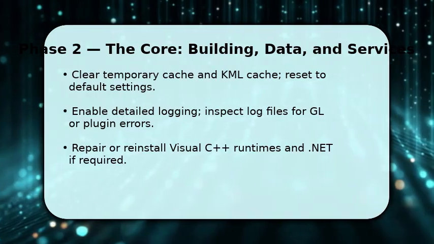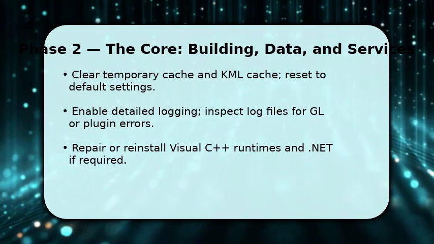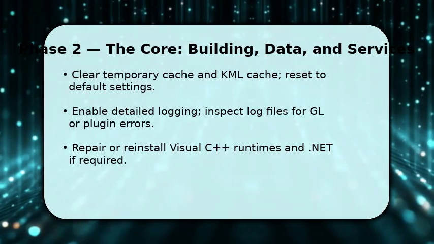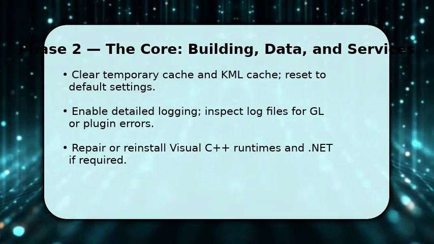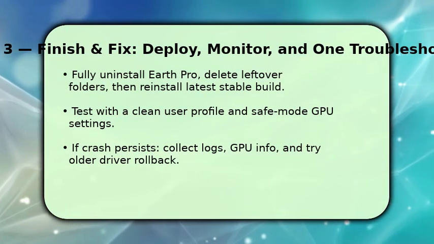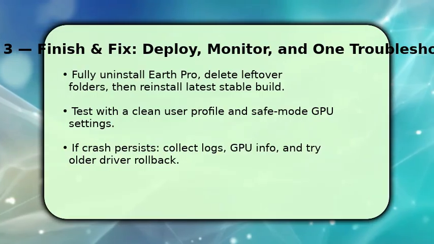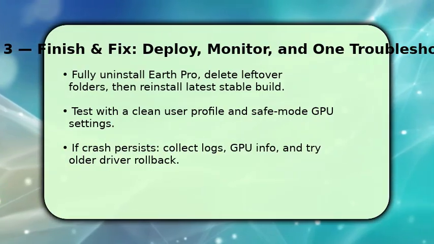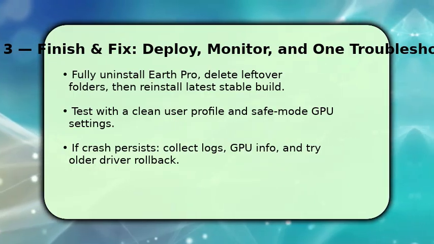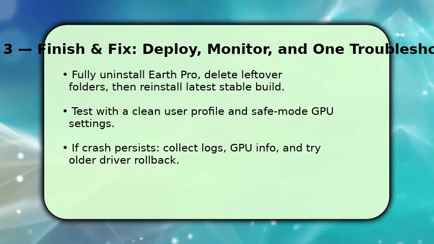If you see runtime DLL errors, repair or reinstall Microsoft Visual C++ redistributables and the .NET framework, since missing runtimes commonly break. To finish, perform a clean reinstall. Uninstall Google Earth Pro, remove leftover program and user data folders, then install the latest stable build. This removes corrupted binaries and bad prefs.